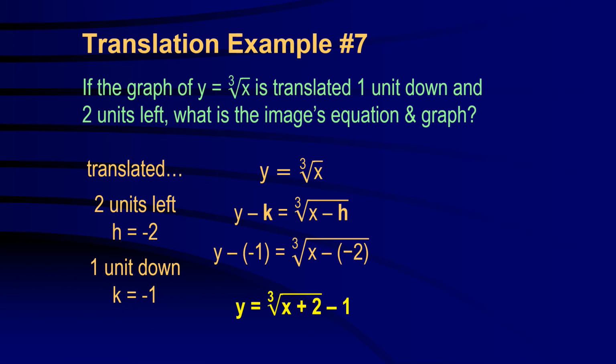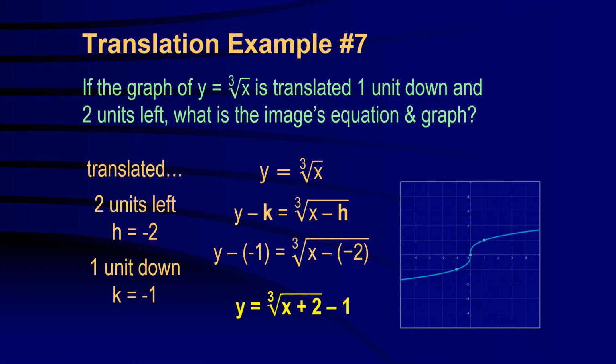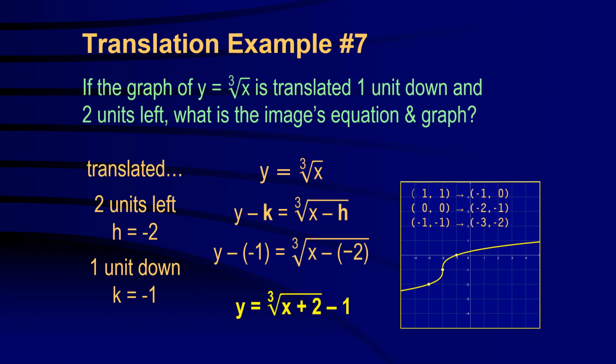We'll use the values of h and k and apply its translation effects to known points on the cube root parent function's graph. So we'll take (1, 1) and shift it left 2, down 1 till we get to (-1, 0). We'll apply the same translation to (0, 0) to come up with the point (-2, -1), and (-1, -1) so that we get the point (-3, -2) on the image. When we plot those points, we produce the yellow graph, which is our translated image of our original parent function.